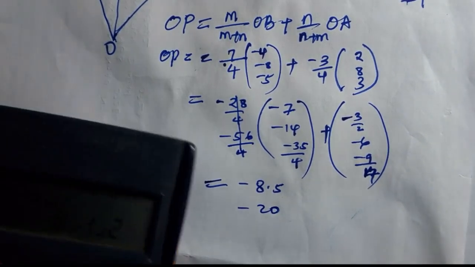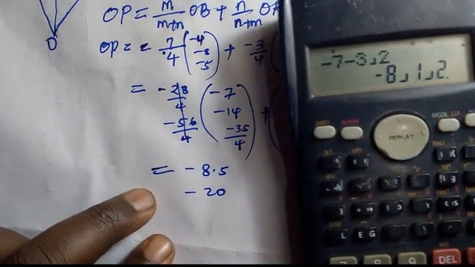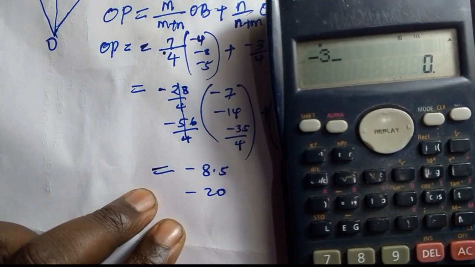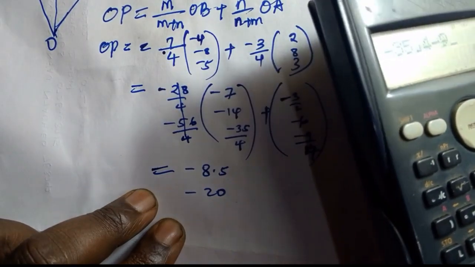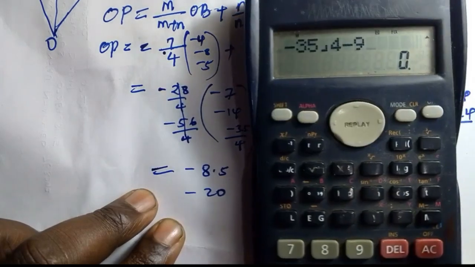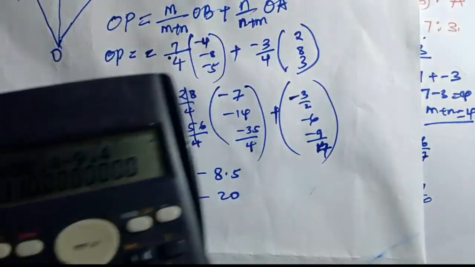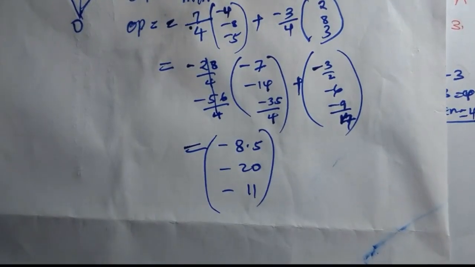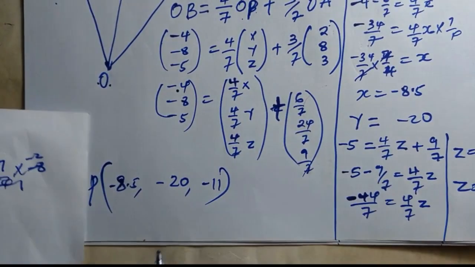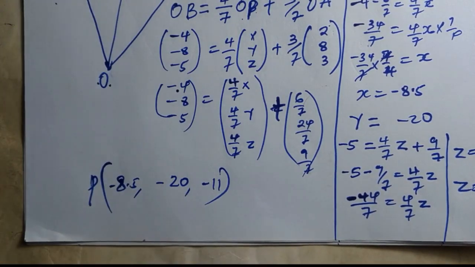Now you press your calculator. Negative 35 over 4 minus 9 over 4, negative 9 over 4. You find that it is negative 11. So it is actually the same as what we got here. So you can choose to do it this way or this way, the one you want. For external, you need to be very careful.